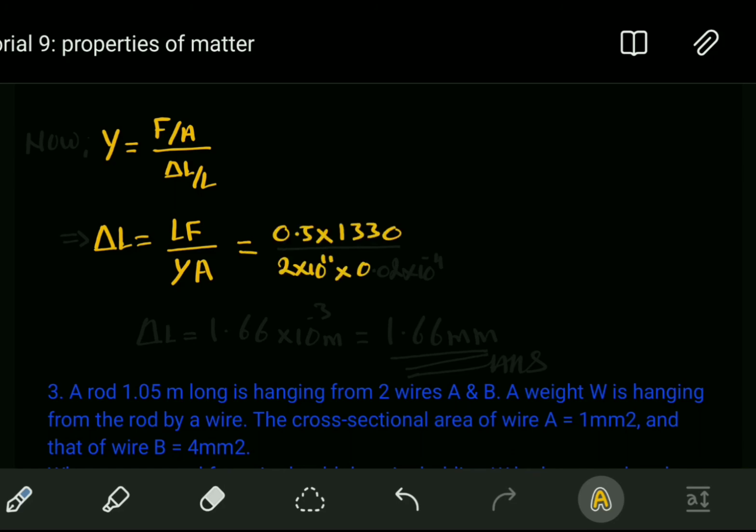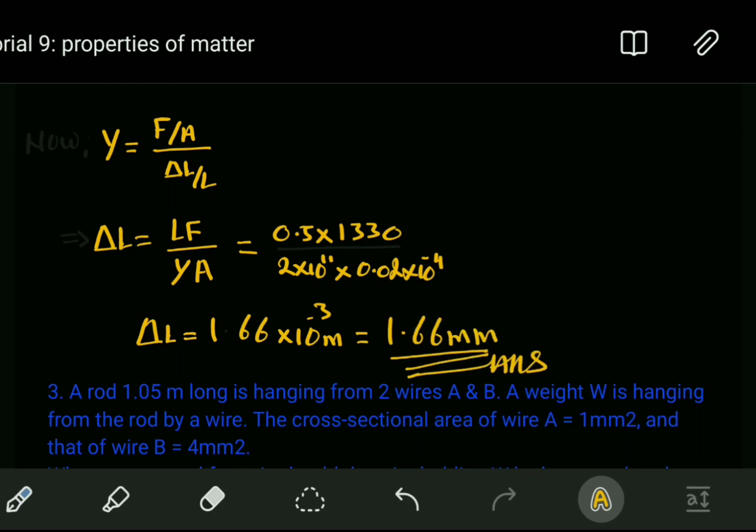We are going to obtain this, and then have our elongation as 1.66 times 10 to the minus 3 meters, which is the same as 1.66 millimeters.